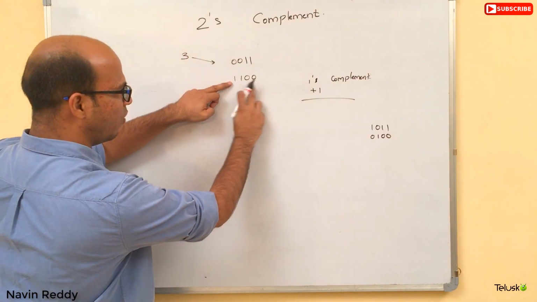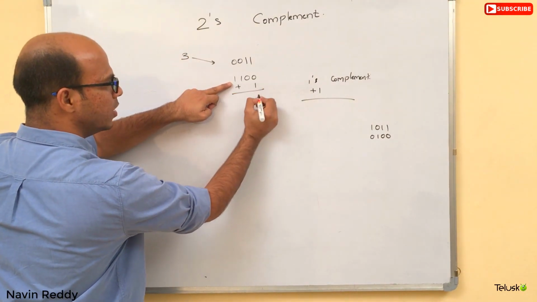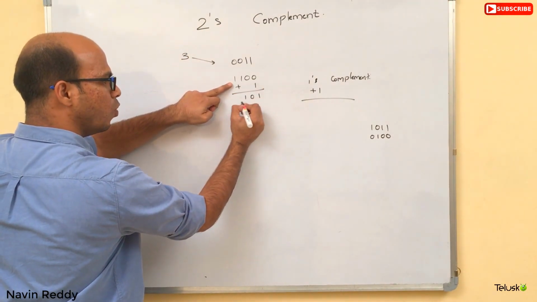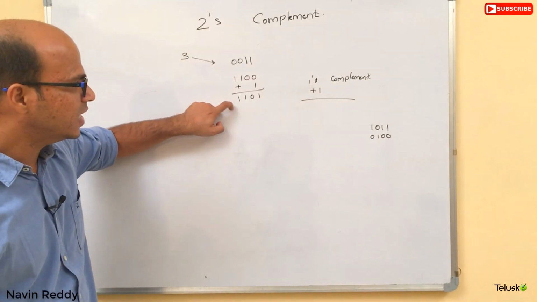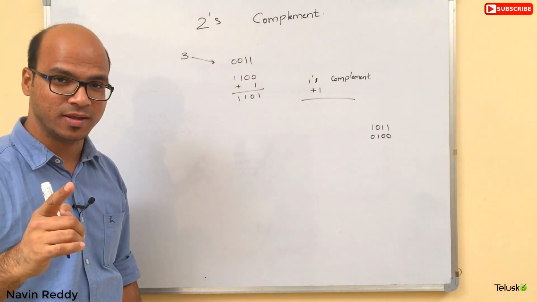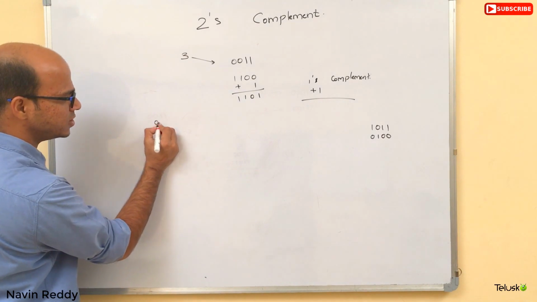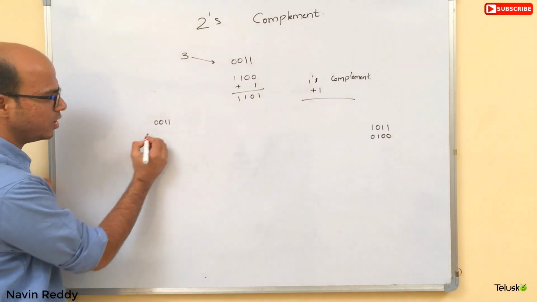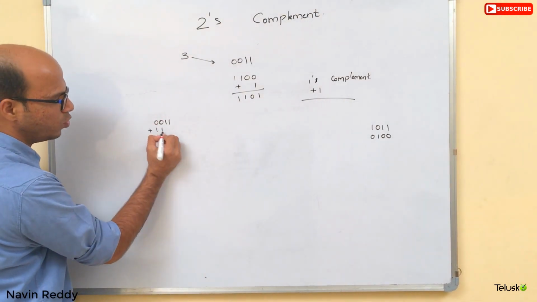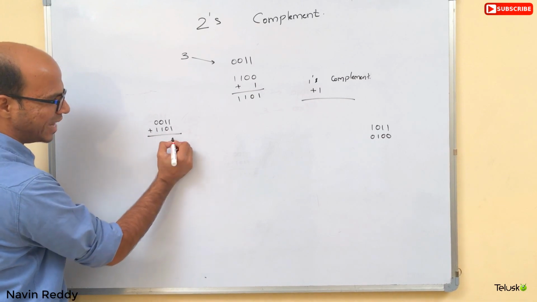So when you take the 1's complement plus 1, it will give you 1, 1, 0, 1. And trust me, this is minus 3. Let me just verify this. So this is plus 3, and then we'll add 1, 1, 0, 1. Let's add these two values.